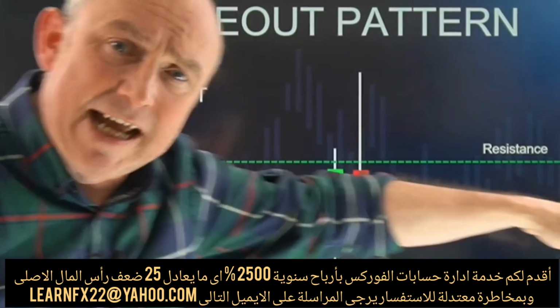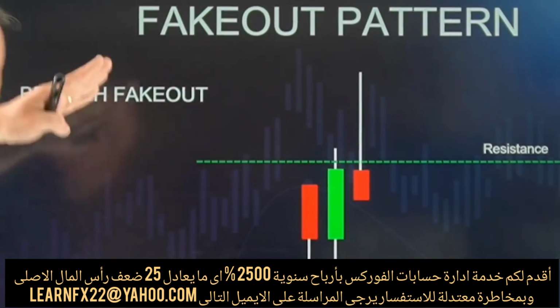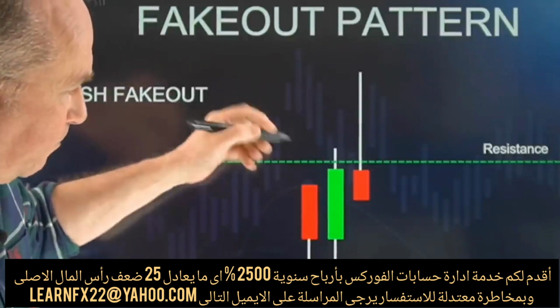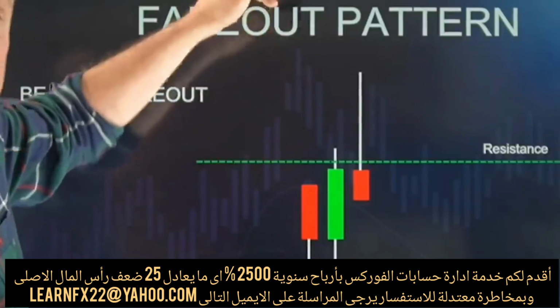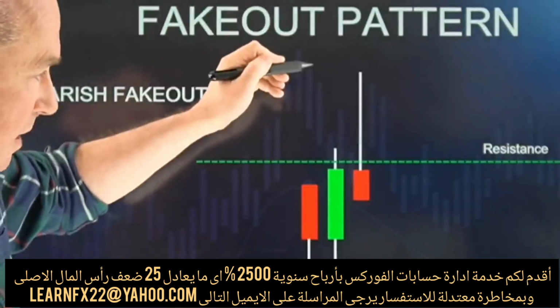So here we've got a level of resistance. Buyers are taking the market up, breaks through the level of resistance. The breakout traders are getting long here, but then they're faked out. They've been overpowered by the sellers.